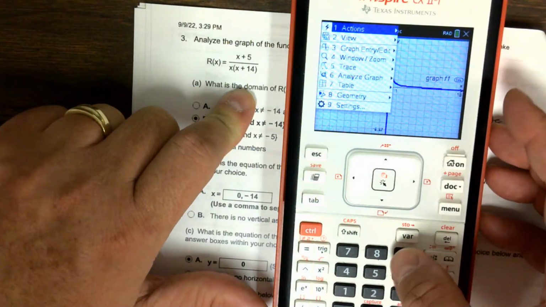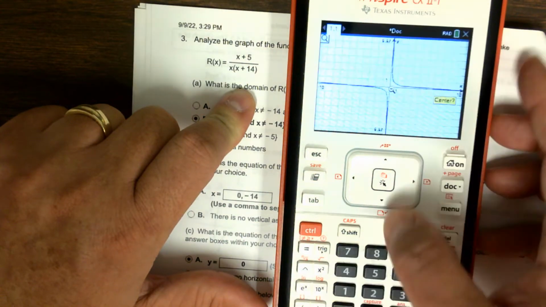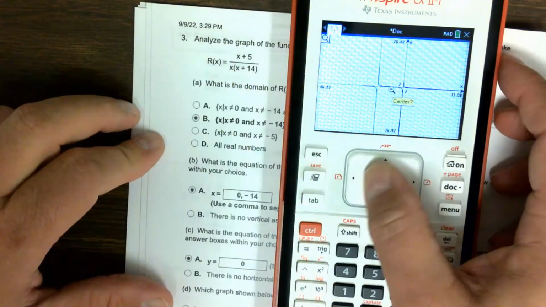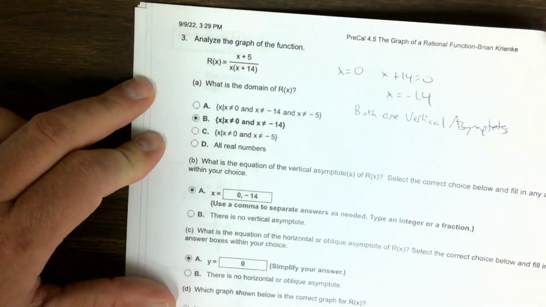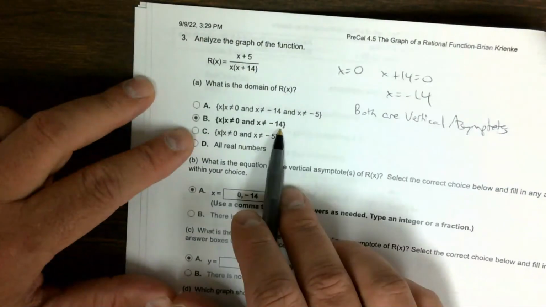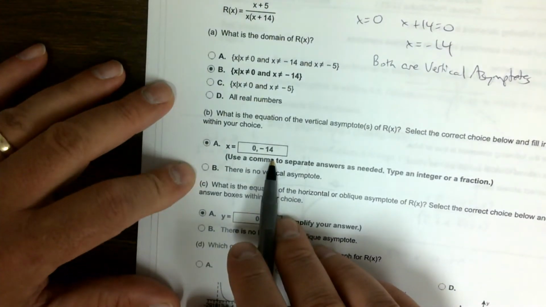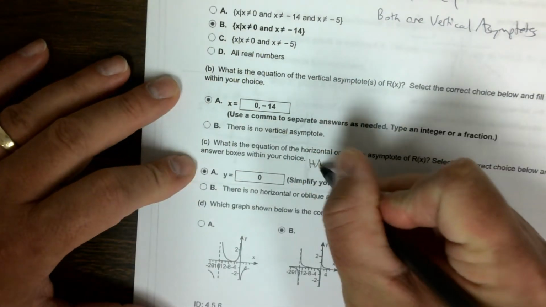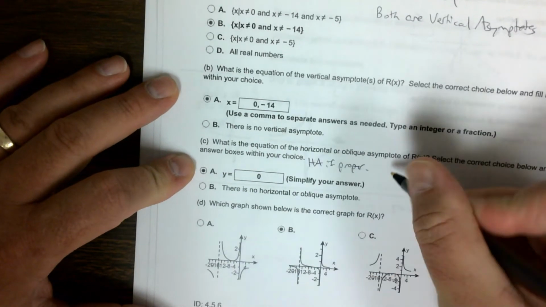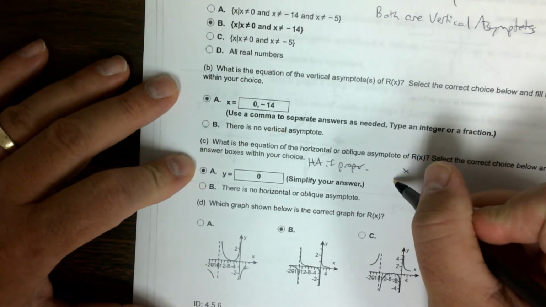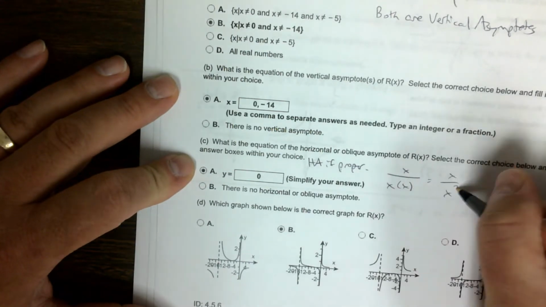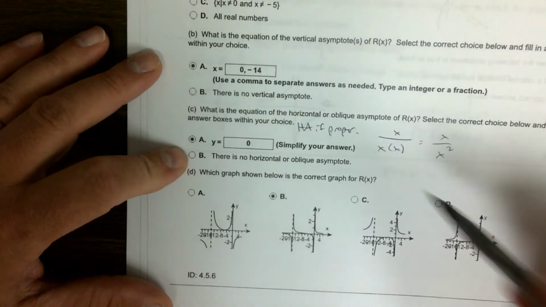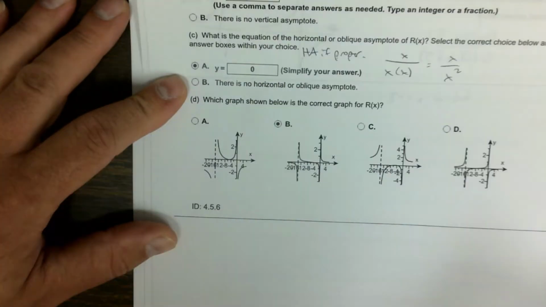So window 4, zoom out a few times, and then you can actually see you do have two asymptotes. So the domain would be all real numbers except for those two places, which are your vertical asymptotes. Now, like we said in 4.4, you would have a horizontal asymptote if it's proper. And in this case, it is because it's x basically over x times x, or x over x squared. If your denominator exponent is bigger than your numerator, then it is proper. And then you pick the correct graph. Okay, so that's number 3.